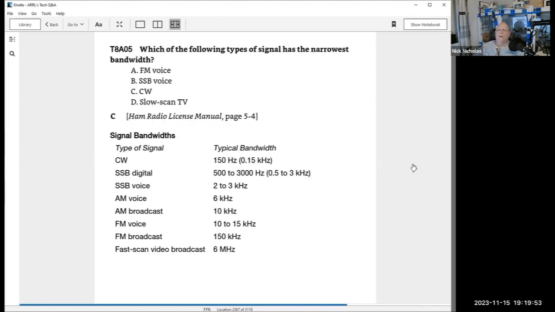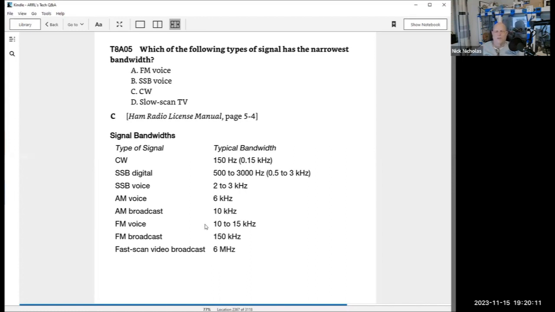Which of the following types of signal has the narrowest bandwidth? Gosh, I think I gave this away. CW has the narrowest, and there's a chart here. This is in your book. I forgot what it is in your book. It's good to reference so you see how wide signals are.